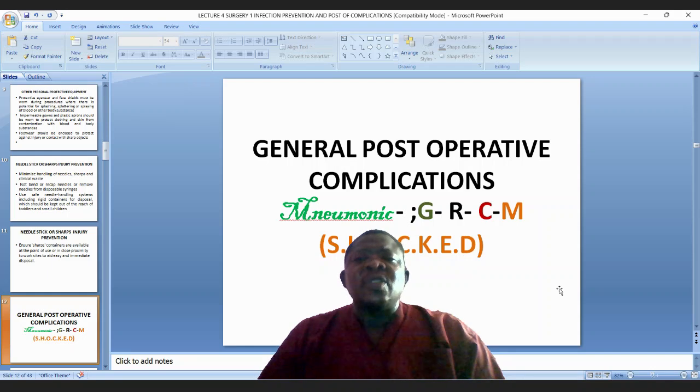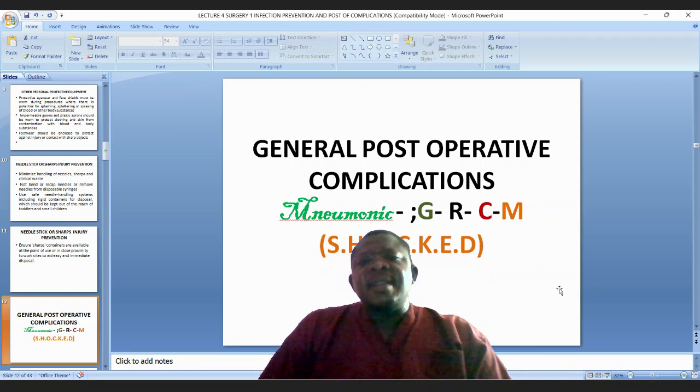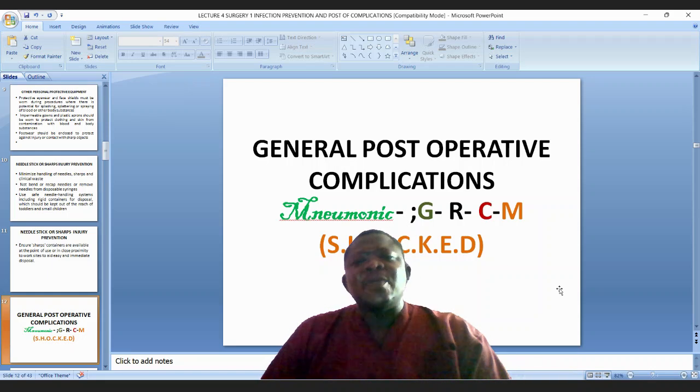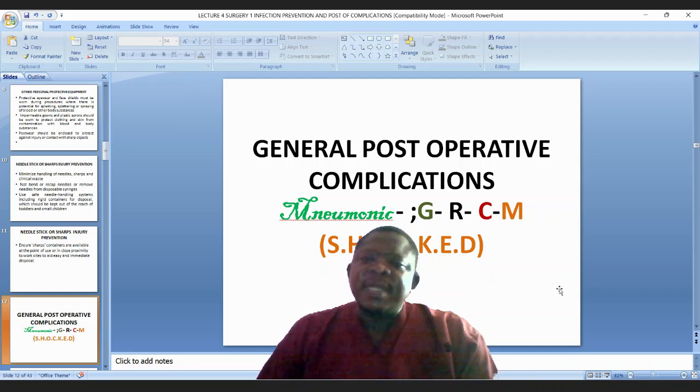That is the gastrointestinal system, where there are complications that may arise because of surgery; the respiratory system; the cardiac or circulatory system; and the musculoskeletal or integumentary system, where some complications may also arise. The other way you can remember post-operative complications is using the mnemonic SHOCKED.